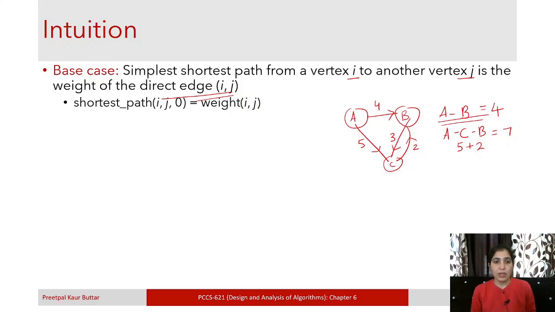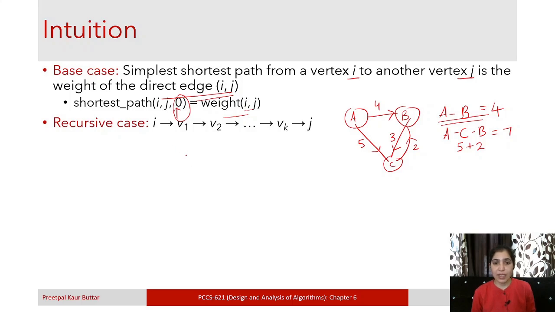So it is saying that the shortest path from a vertex i to vertex j, and there is a 0 here. At this point of time, let us ignore this. I will tell what this means after a moment. So the shortest path between i and j is the weight of the direct edge between i and j, right? Now let us talk about the recursive case.